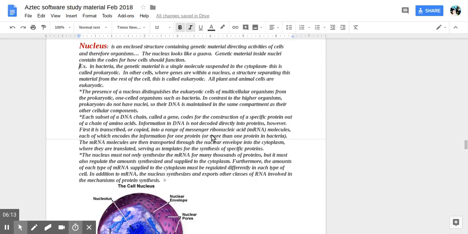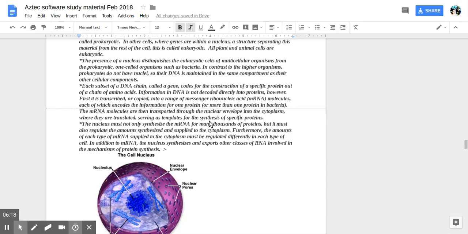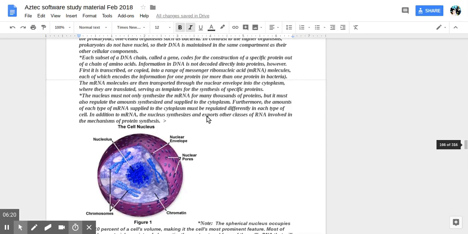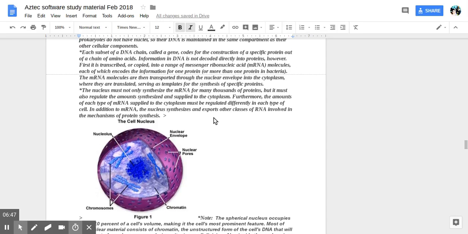The nucleus must not only synthesize the mRNA for many thousands of proteins, but it must also regulate the amount synthesized and supplied to the cytoplasm. Furthermore, the amounts of each type of mRNA supplied to the cytoplasm must be regulated differently in each type of cell. In addition to mRNA, the nucleus synthesizes and exports other classes of RNA involved in the mechanisms of protein synthesis.